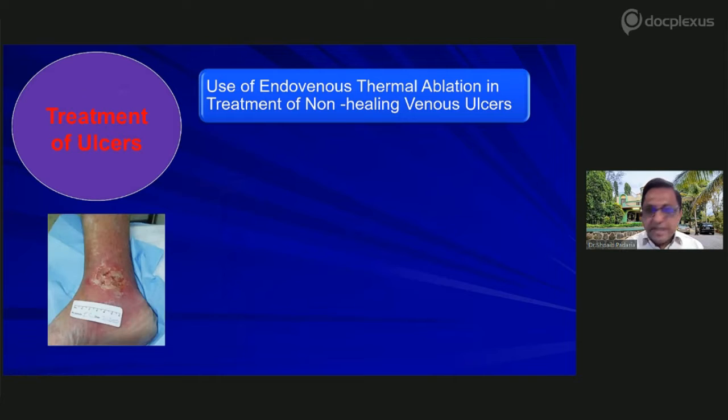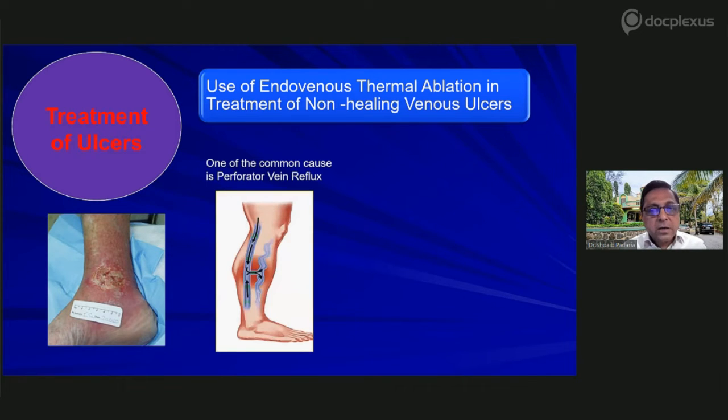Another area where we can use these endovenous treatment therapies, especially laser ablation, is in treatment of a complication of varicose veins, which is treatment of venous ulcers. Why do these venous ulcers occur? One of the commonest reasons of venous ulcer occurring is something called perforator vein reflux.